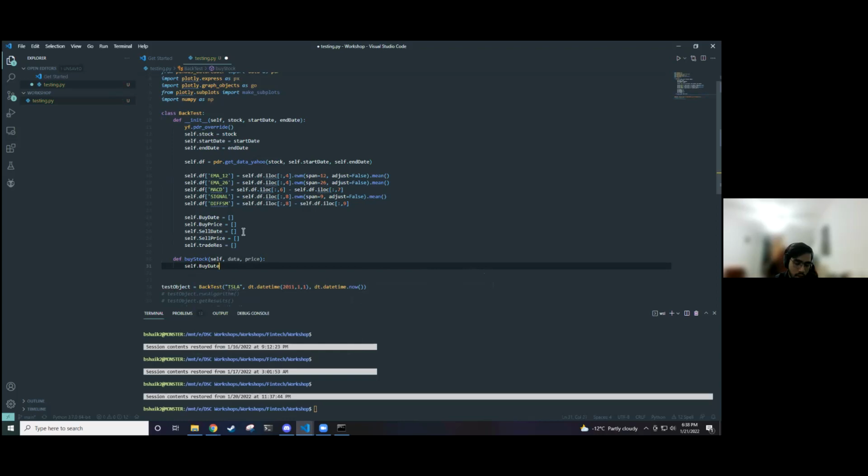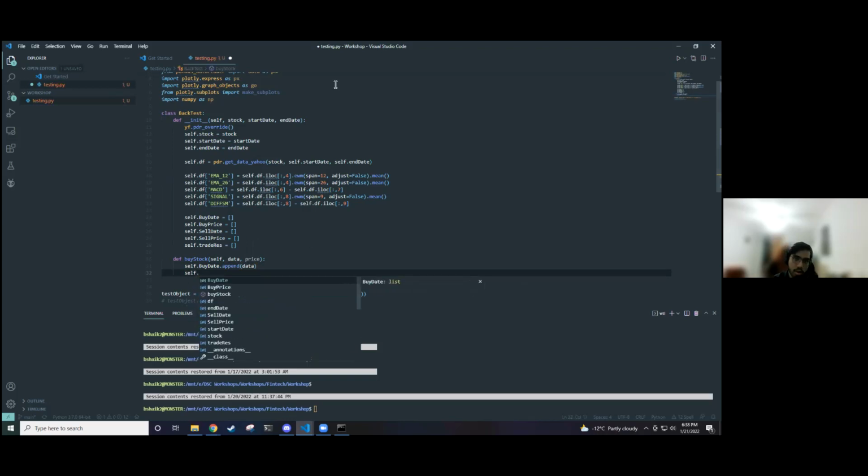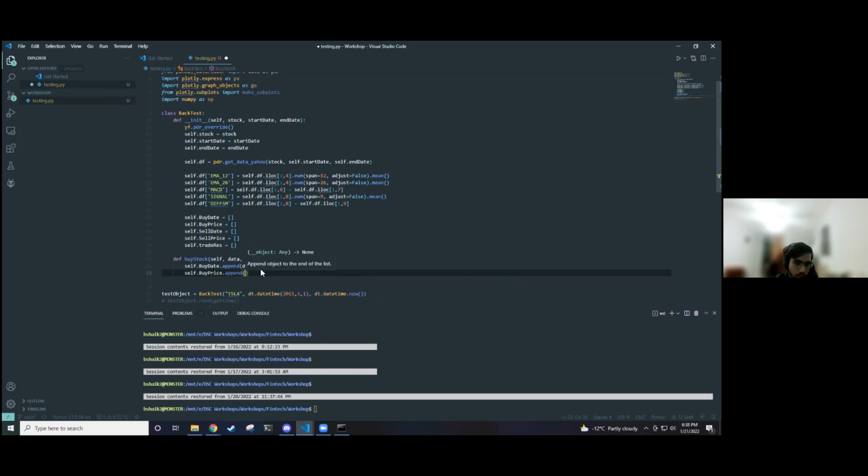So self.buy date dot append. You're going to store the buy date right there. Self dot buy price dot append price, and there you go. That's all you need to do to place a buy order in this algorithm. And it's just like you store whichever date you bought it and the price you bought it, and that's all. That's how you buy the stock here.